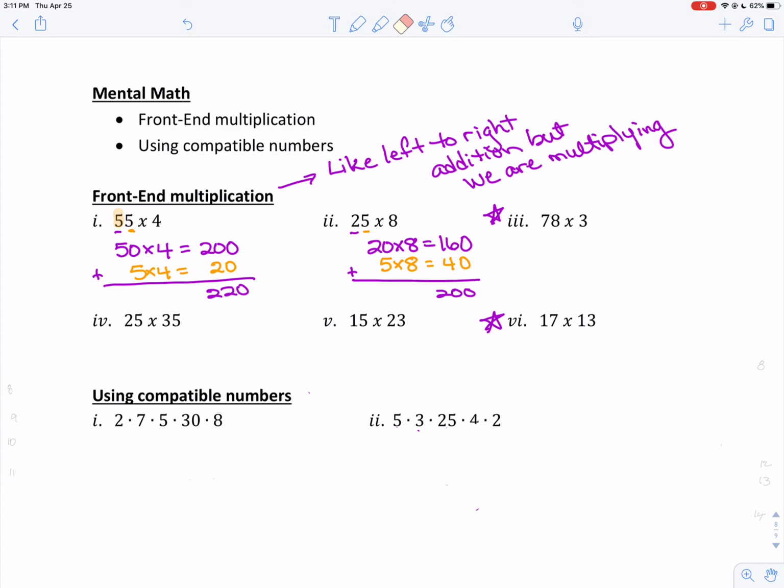25 times 35. With this one, we're going to start with the 20, but notice we also have a 30, so that would be 20 times 30, which is 600. Then we've got to decide. We can stay with our 20s and just say 20 times 5. That's going to give you 100.